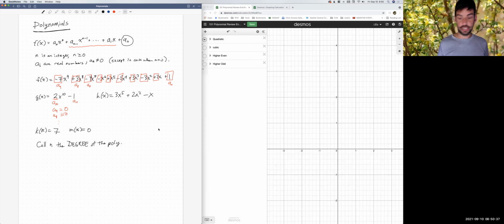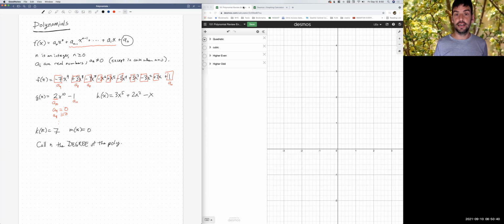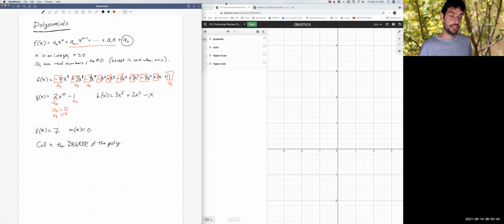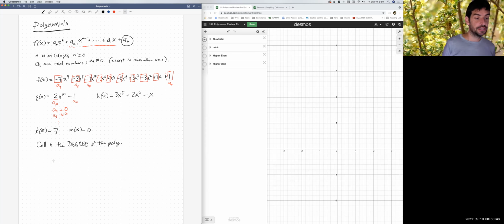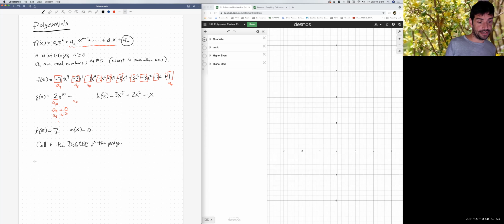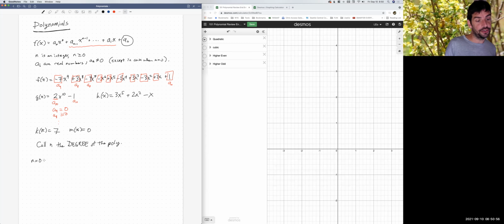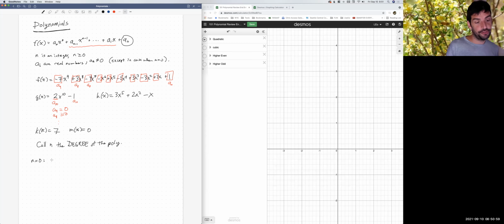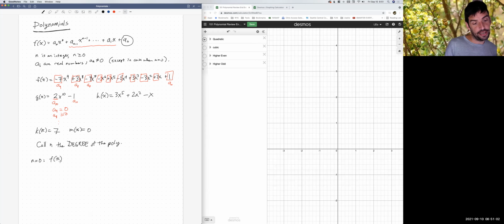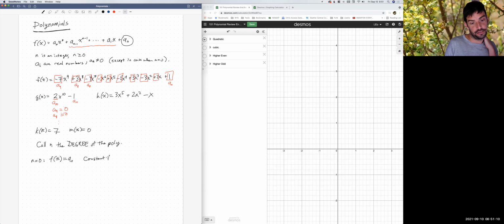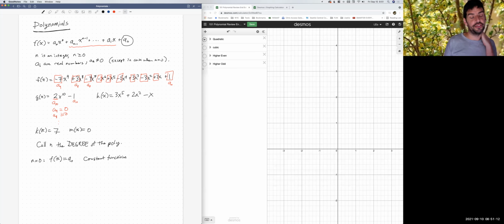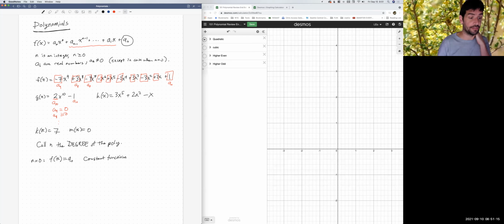So let's look at, we already mentioned when we were talking about linear and quadratic functions, that these are examples of polynomials. So let's just see how that's true. Let's start with the case of when n equals 0. We have functions that look like f of x equals some constant, and these are just constant functions.